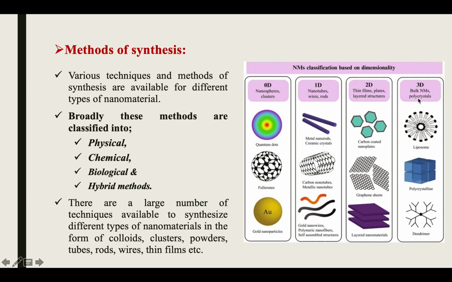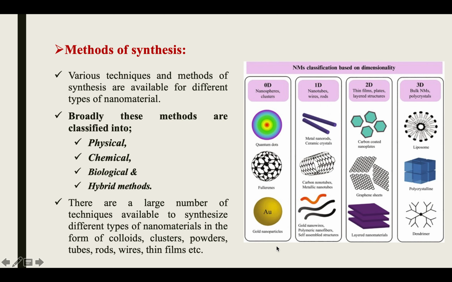What about three-dimensional? In three-dimensional, generally bulk nanoparticles or polycrystalline materials come. Materials like liposomes come under three-dimensional nanomaterials. Liposomes are present in human cells as well as animal cells. Another example is polycrystalline material, which is also a three-dimensional nanomaterial, and dendrimer, a polymeric nanomaterial that was recently synthesized. So these are the four types classified in terms of dimensionality and in terms of shape. These are the shapes of the nanomaterials.